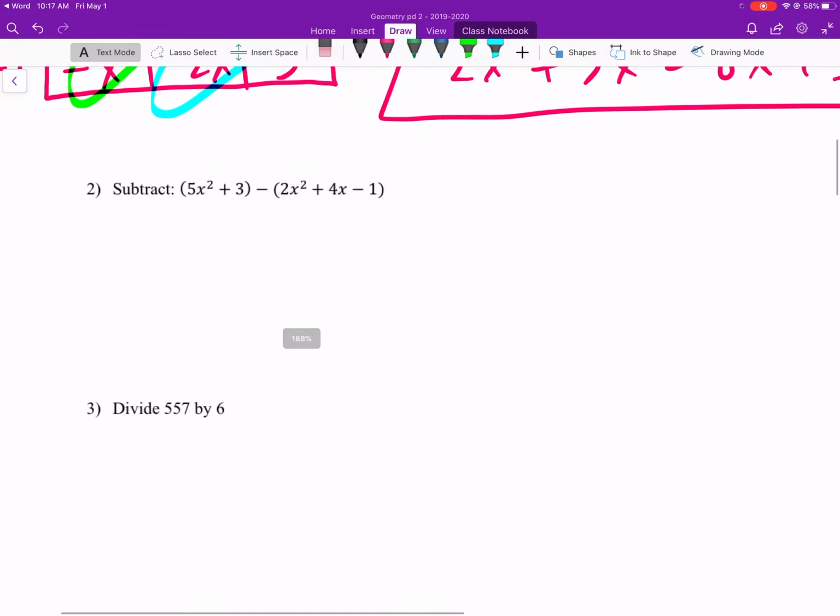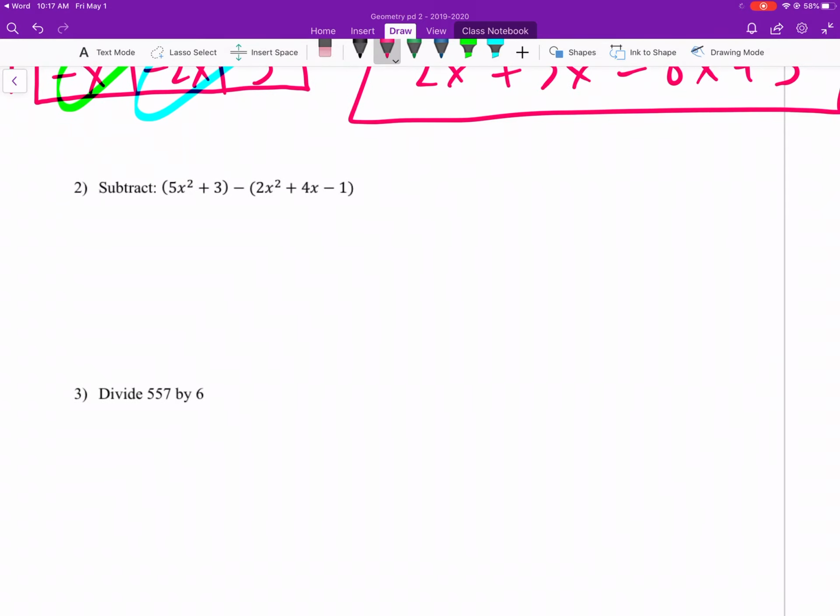All right, subtracting. Another skill. So, subtract 5x squared plus 3 minus 2x squared plus 4x minus 1. So we need this first binomial, and we're subtracting everything that's in the parentheses. Remember, we're treating this kind of like it's a negative 1 in front here, and we're distributing it to everything. But all that means, for those of you who've been following close attention to these lessons, all that means, if there's a minus sign in front of parentheses, all the signs change of everything that's in that parentheses.